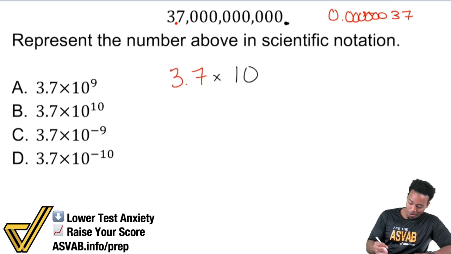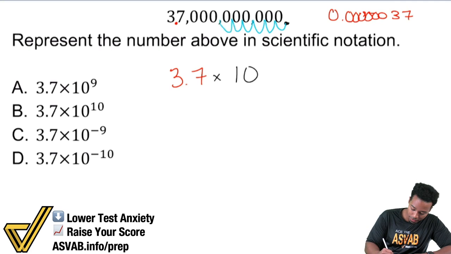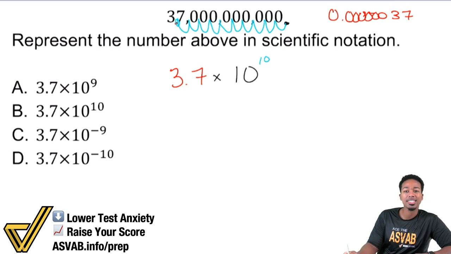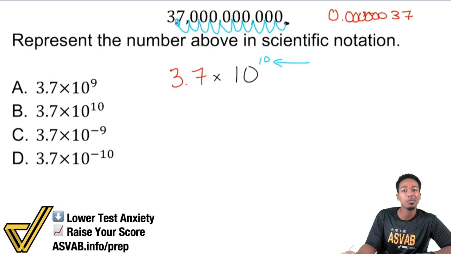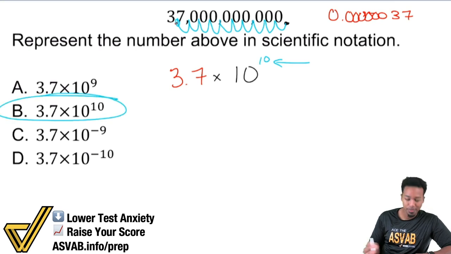So watch this, my party people. We're going to go 1, 2, 3, 4, 5, 6, 7, 8, 9, 10. Right there. So it's going to be 3.7 times 10 to the power of 10. That 10 right there tells you how many times you're moving the decimal place over. And because it's positive, it's a big number. And that's why the answer is B.